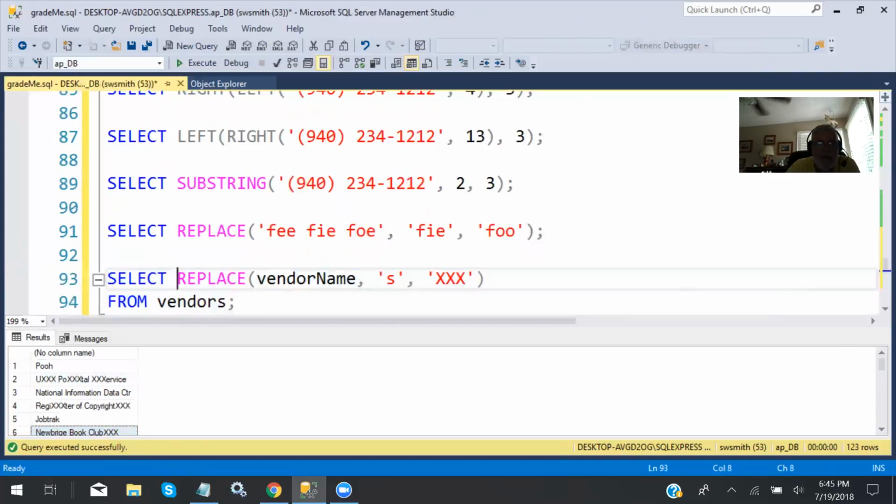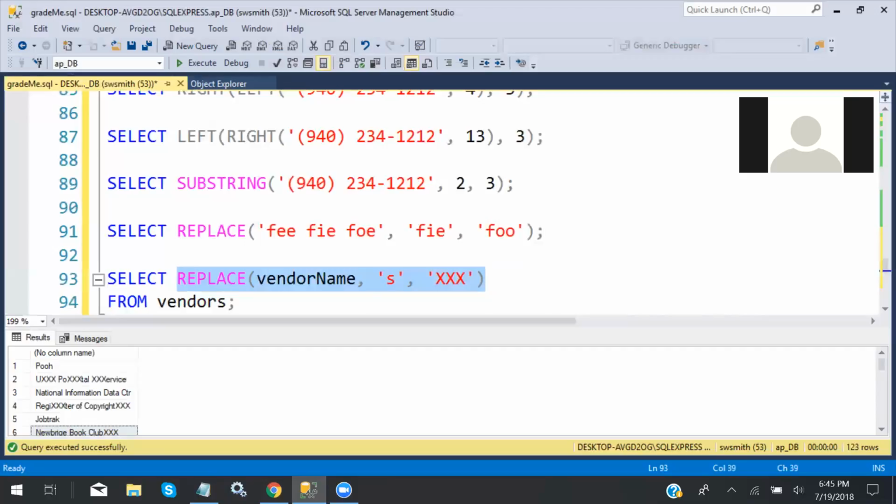The value of this function is the string with it replaced, but I have to insert that into the table before it's changed. So I could say update the table, set vendor name equals replace vendor name, S, comma, XXX. In that case, it would change it, but the update to the table would change it, not the replace function. Okay.